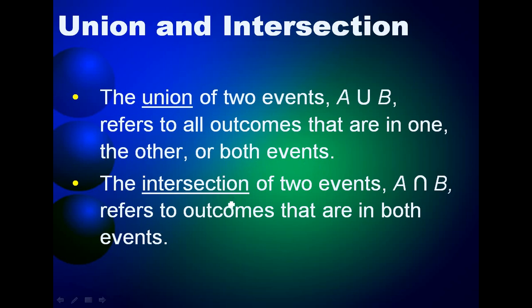Intersection is like an intersection on a road. Intersection is the part of the road that they share, so that would be where they're overlapping. So for union, you're going to have a U: A union B means everything that's in A, everything that's in B. Intersection is everything that is in both A and B.